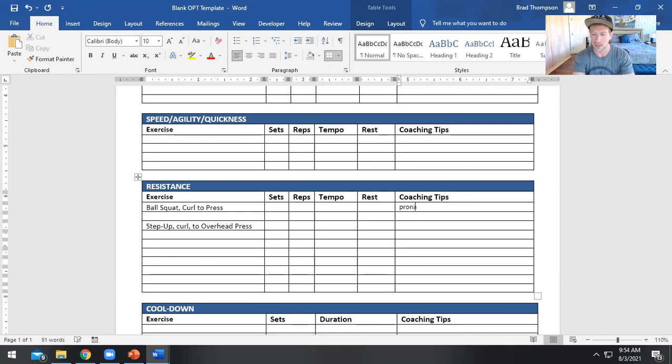So we'd say pronated to supinated to pronated grip on dumbbells. And then over here, I would say neutral grip on dumbbells. Okay, so no fancy wrist stuff, just totally neutral the whole time.